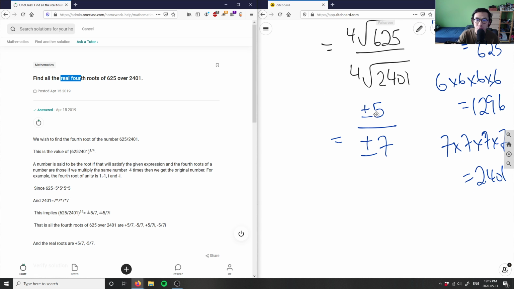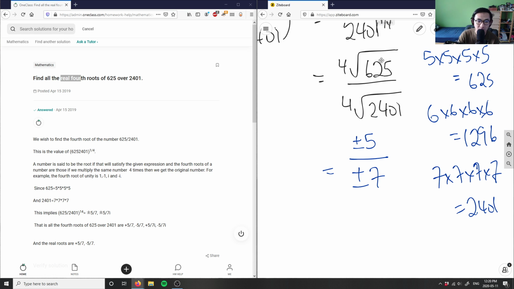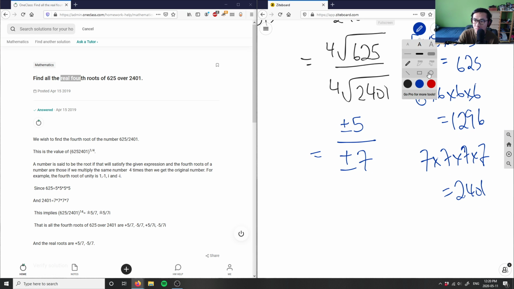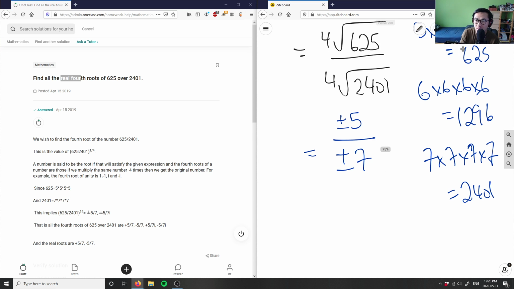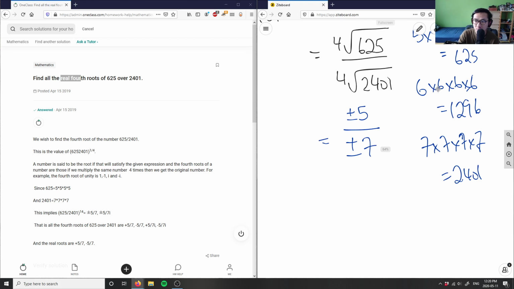And we want the real roots, right? So I can actually ignore all the complex roots that have to deal with these guys here. Let me do this in red here, because these are just my real roots, right? Technically, if we were to include the complex roots in this problem, we also have plus or minus 5 over 7 times i here, and we don't really need to know the complex root here, because it's asking just for the real fourth roots.